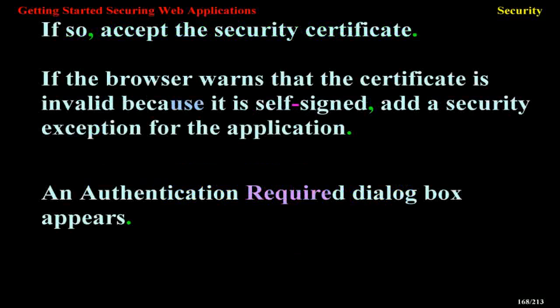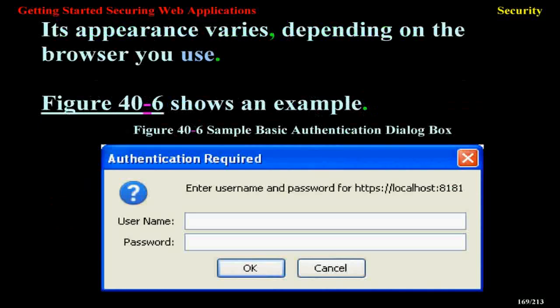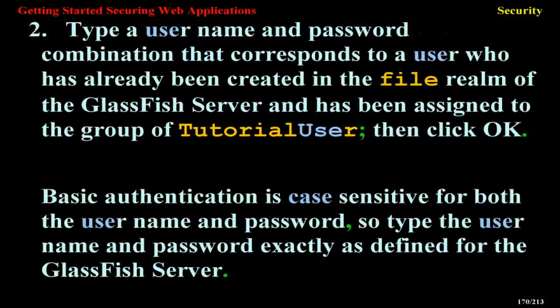An Authentication Required dialog box appears. Its appearance varies, depending on the browser you use. Figure 40-6 shows an example. Figure 40-6, Sample Basic Authentication Dialog Box. Type a username and password combination that corresponds to a user who has already been created in the file realm of the GlassFish Server and has been assigned to the group of TutorialUser.